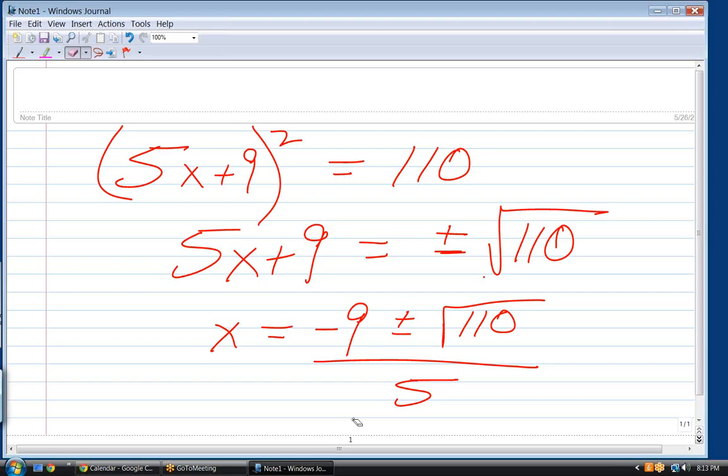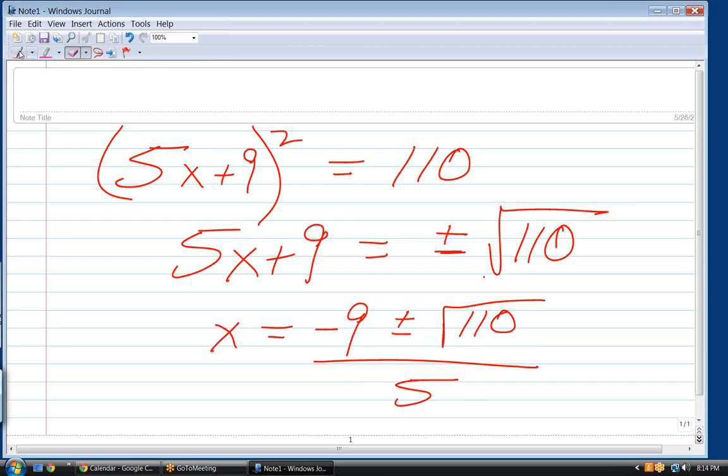We could apply the quadratic formula. Had we expanded this out and turned it into a quadratic and moved the 110 to the left and then had to apply the quadratic formula to it, we're going to get this answer. Okay. Now, can we simplify that? I don't think so. No.